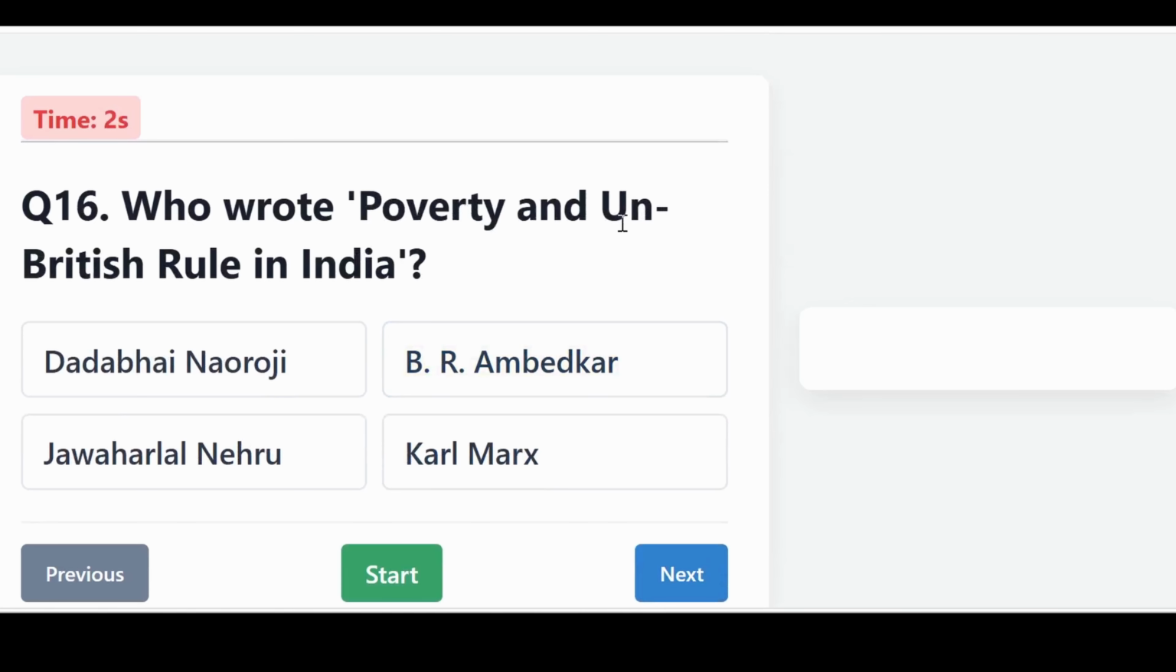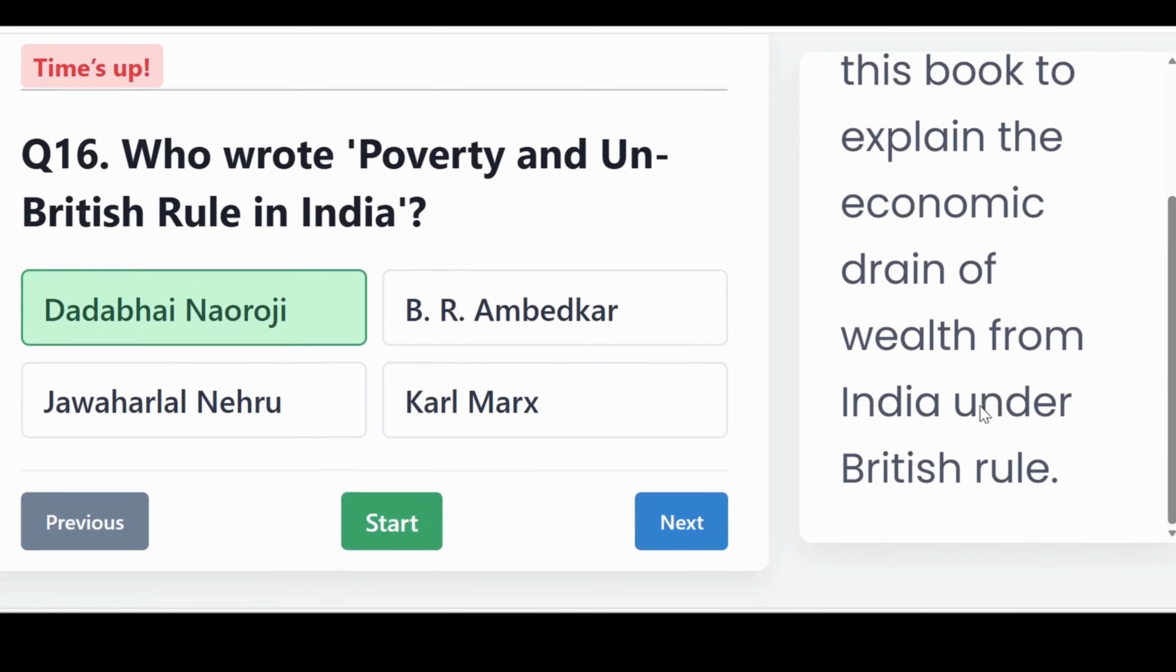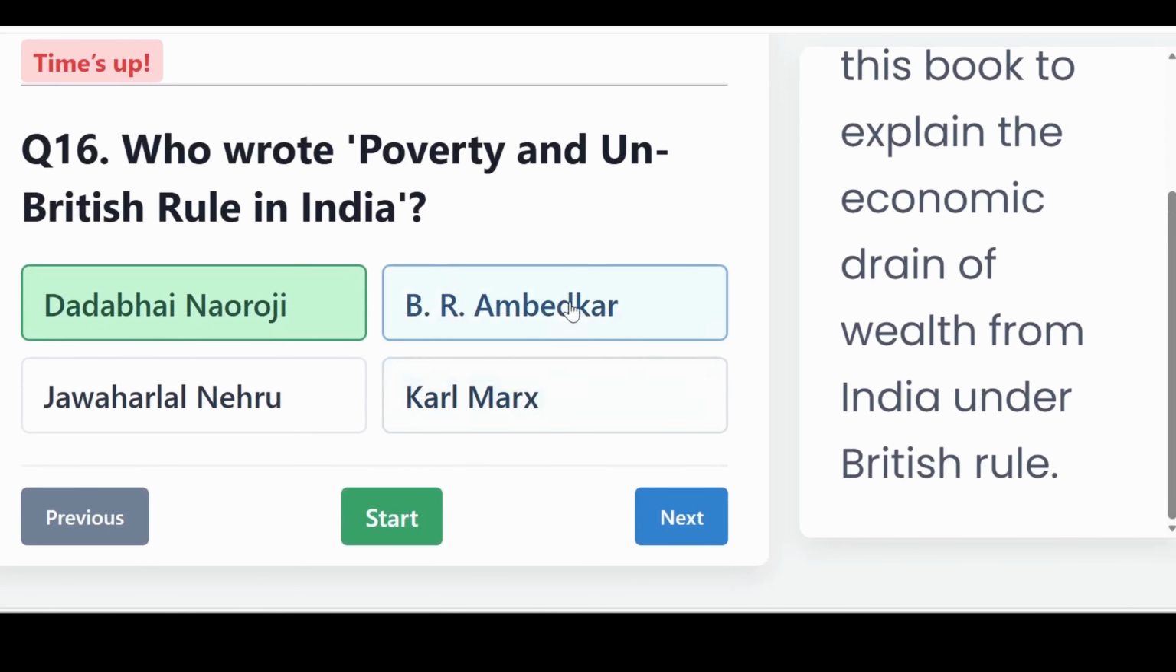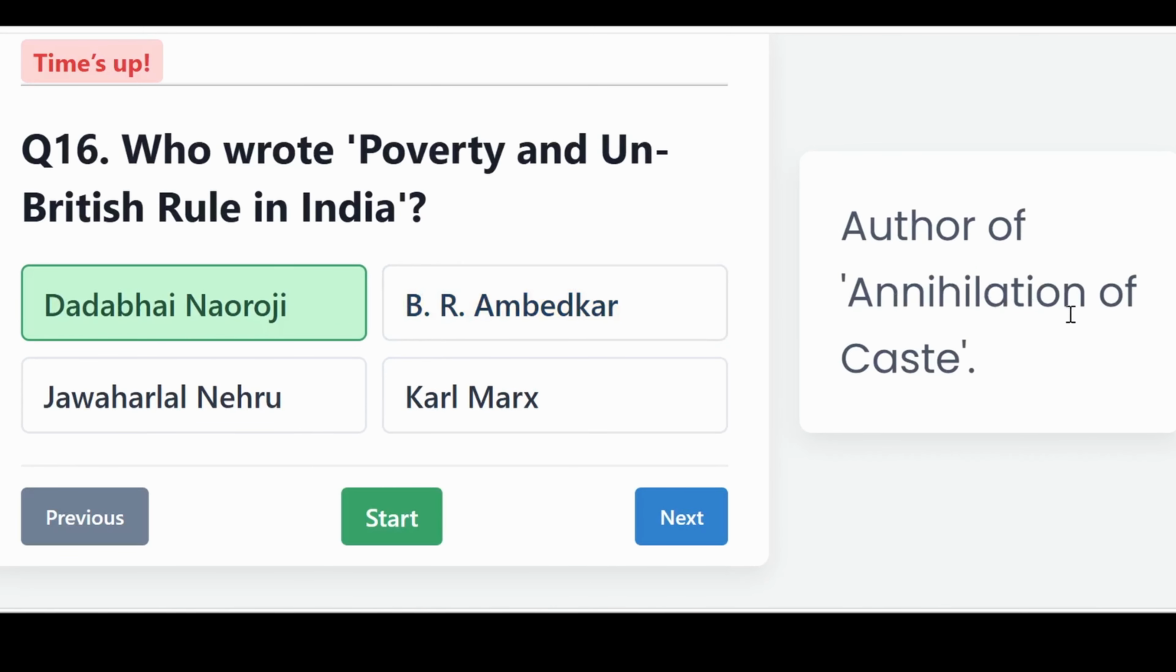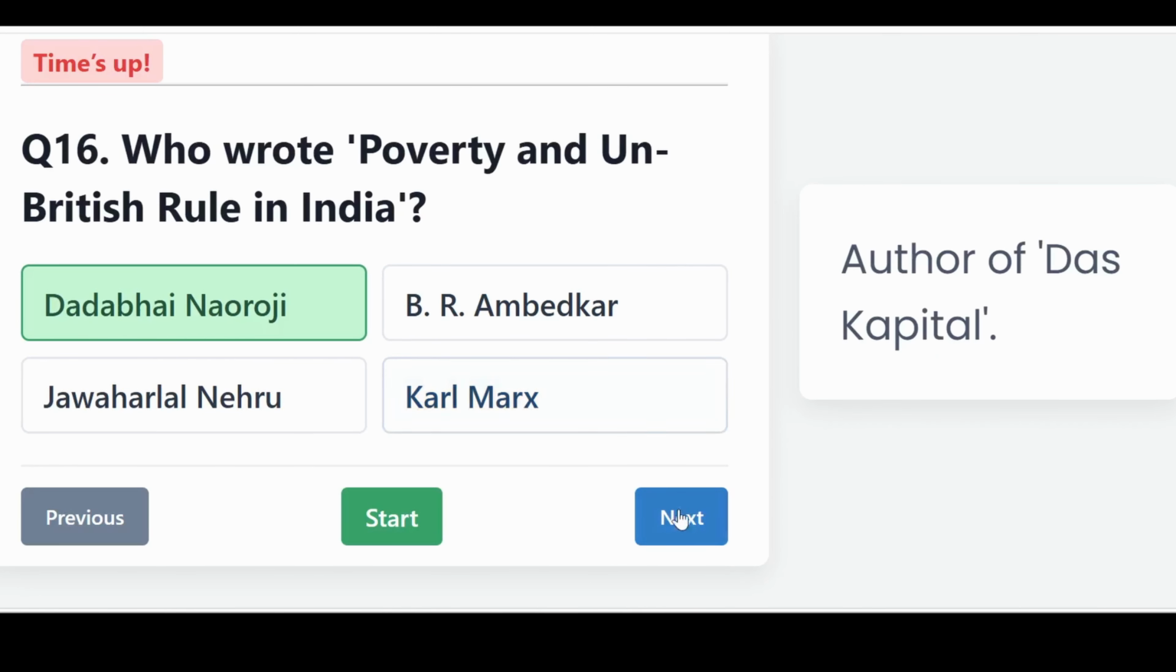Who wrote Poverty and Un-British Rule in India? Is it Dadabhai Naoroji, B.R. Ambedkar, Jawaharlal Nehru, or Karl Marx? And the correct answer, Dadabhai Naoroji. Dadabhai Naoroji wrote this book to explain the economic drain of wealth from India under British rule. B.R. Ambedkar is the author of Annihilation of Caste, Jawaharlal Nehru, Discovery of India, Karl Marx, Das Kapital.